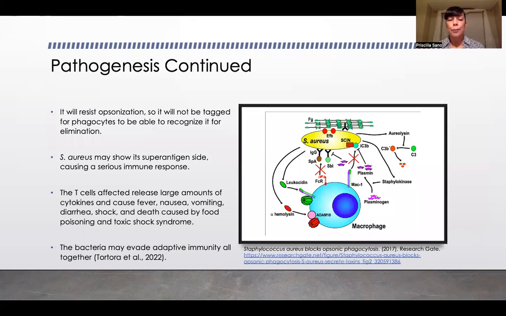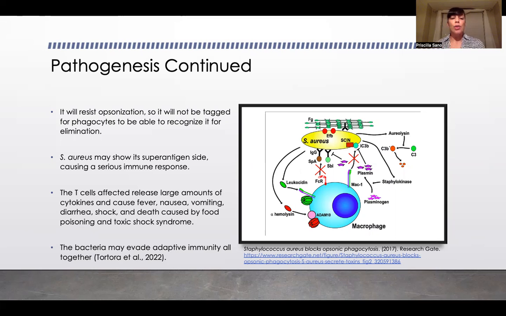Pathogenesis continued. It will resist opsonization, so it will not be tagged for phagocytes to be able to recognize it for elimination. Now, sometimes the bacterium is able to survive this tagging, and other times it may not. So if it happens to be tagged, it can survive inside of the phagosome as well.